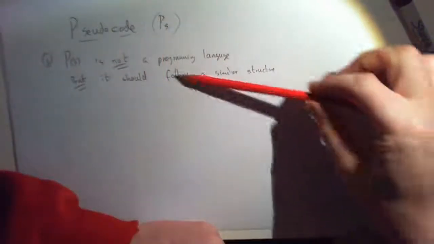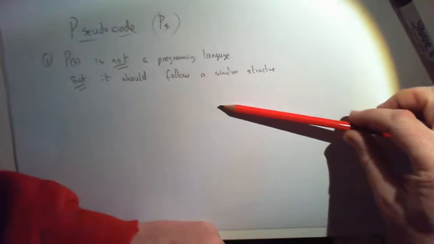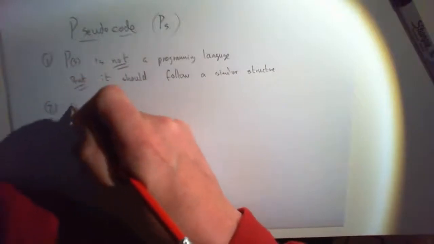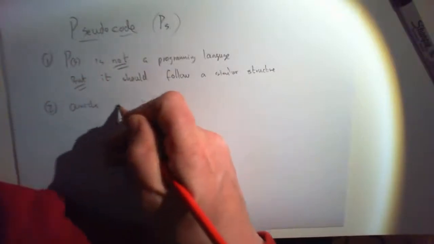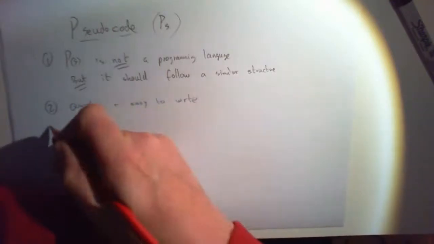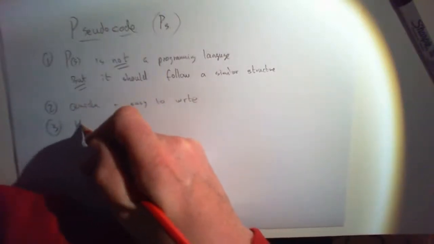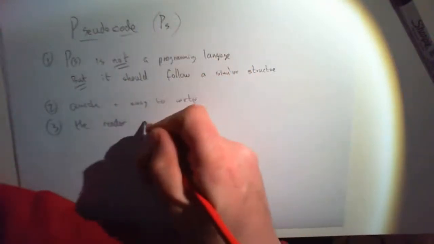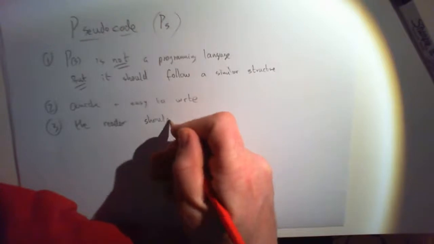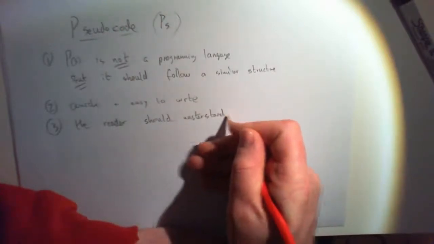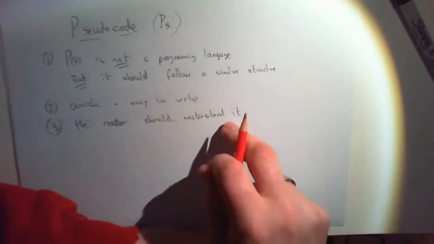And it should roughly read like one. So what we will do is we'll have a look at some of them. It should be quick and easy to write. But the most important thing is that the reader, the person who's going to read your pseudocode, should understand it. So this is a critical bit.